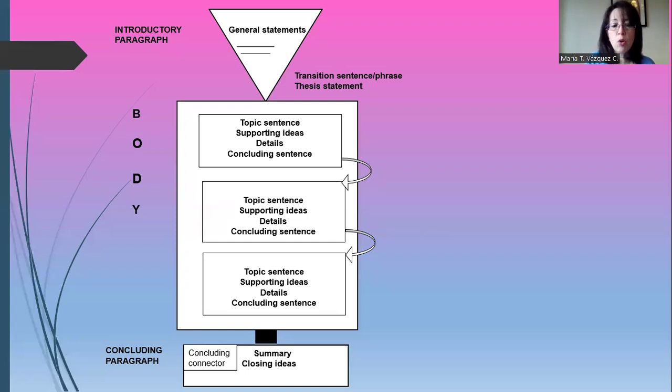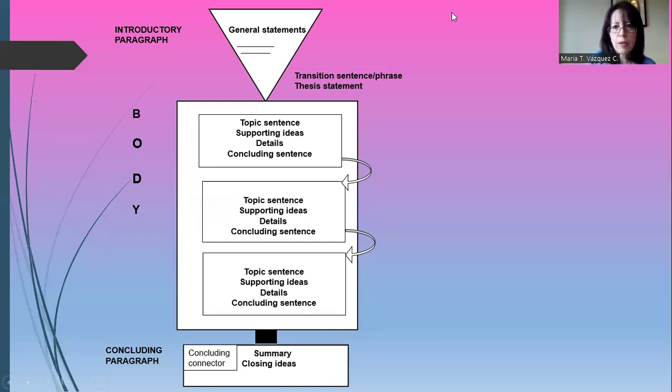And finally, you need a concluding paragraph that should be formed by 3 elements. A concluding connector, like to conclude, in conclusion, to summarize, in view of the above arguments. A summary of the content that you included in the body, and some closing ideas that could be a recommendation, a suggestion, a prediction, even a question that makes the reader keep on thinking about your essay.